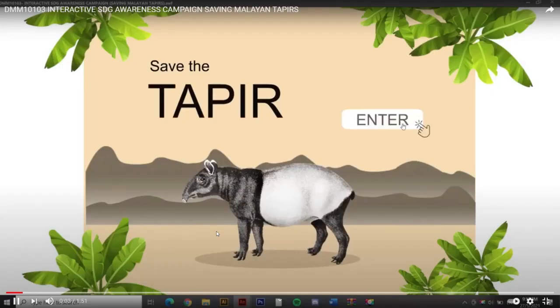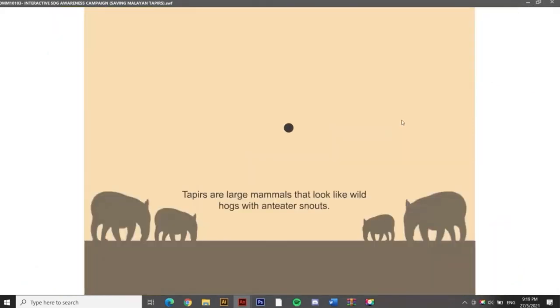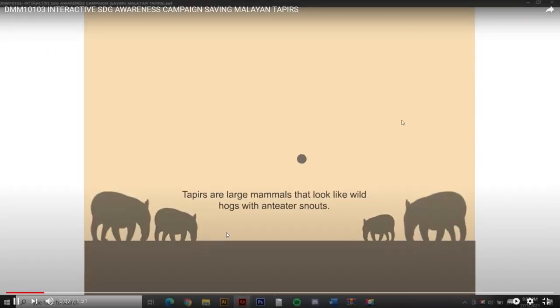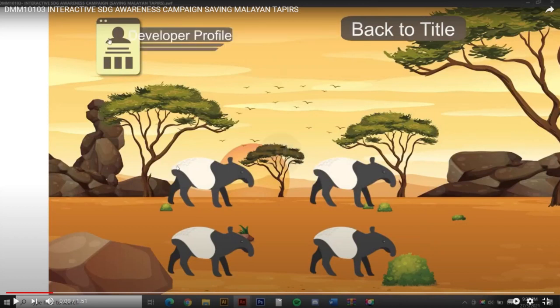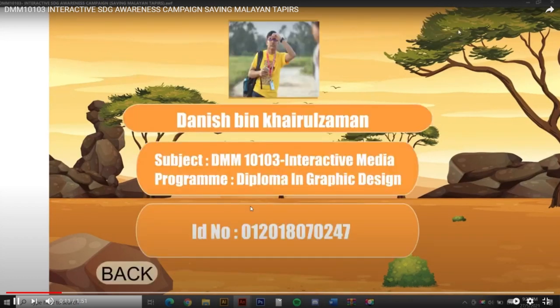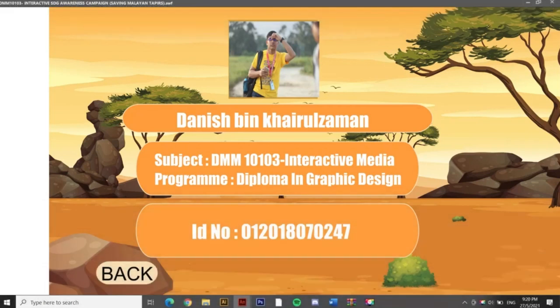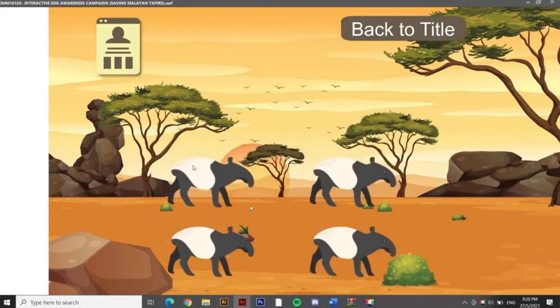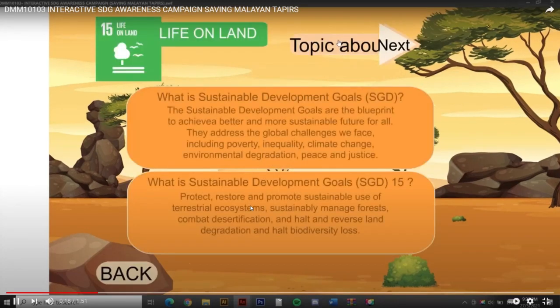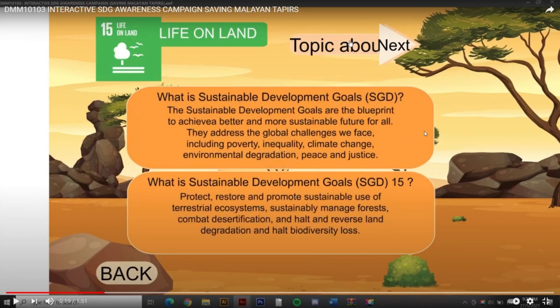So here, this is my page. And this is the loading screen. And this is my table content. Up there is developer profile, which is my profile. And this is about life on land. This shows here what is life on land and what is SDG 15.